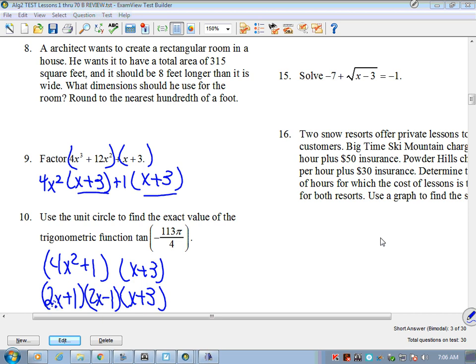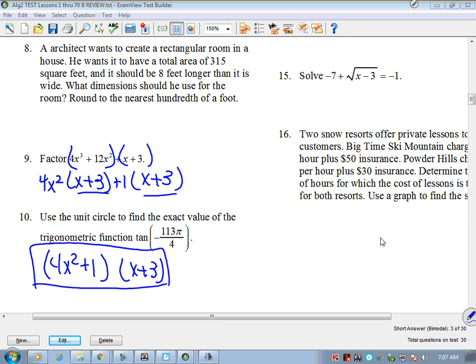Okay, because 4x squared plus 1 is a sum difference. But I don't believe so. In any case, what they ended up actually leaving it with, we'll erase this for now, in the event that I might be wrong there. Okay, they leave it as 4x squared plus 1 times x plus 3. So they're going to use that as your final answer there. All right. So that's number 9.